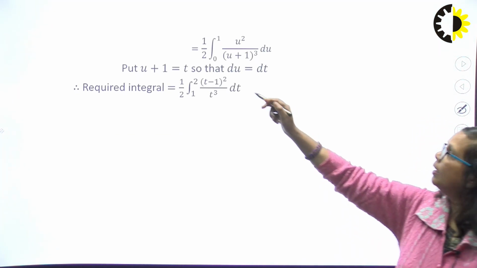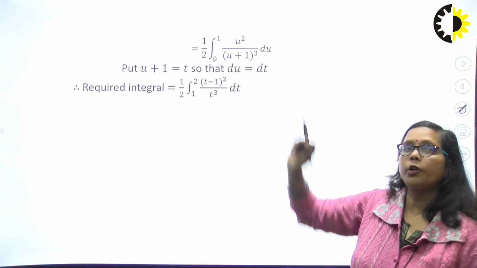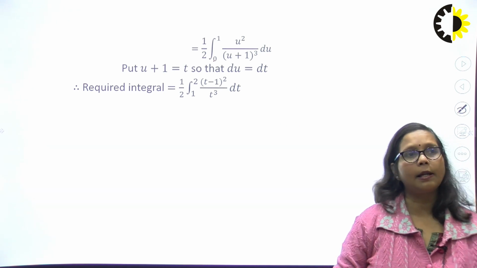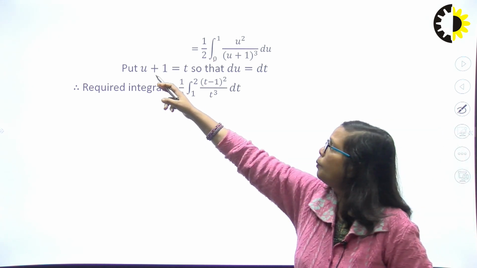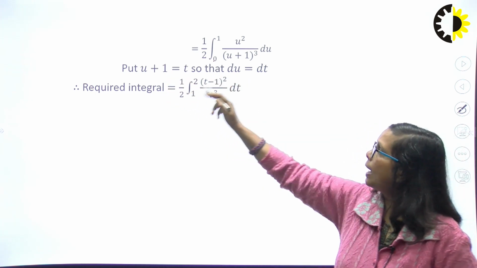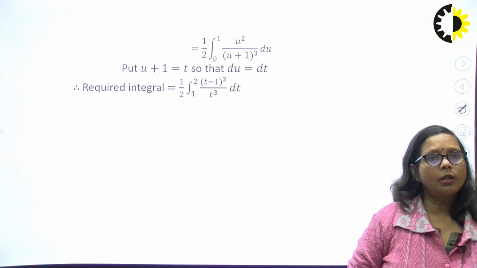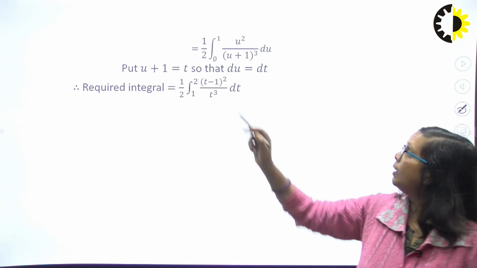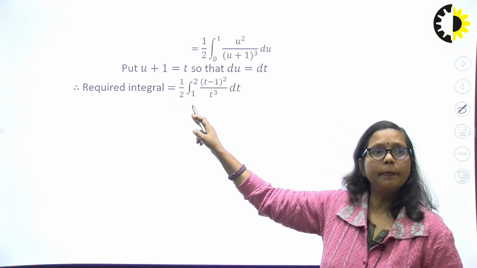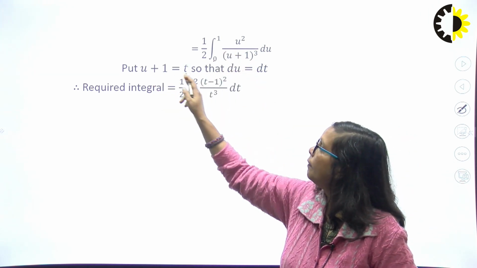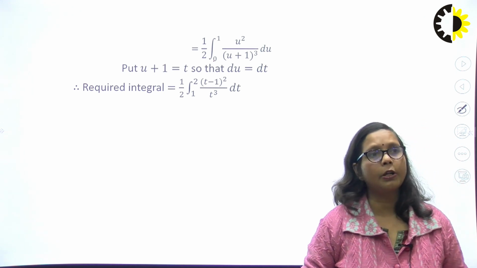We get 1 by 2 integral 0 to 1 u square upon u plus 1 whole cube into du. Now we need to integrate this. To integrate it, we make a substitution. We put u plus 1 equal to t, so that du becomes equal to dt. Now, look at the change in limits. For the lower limit 0, we get t equal to 1. For the upper limit 1, we get t equal to 1 plus 1, which is 2. The limits will become from 1 to 2.